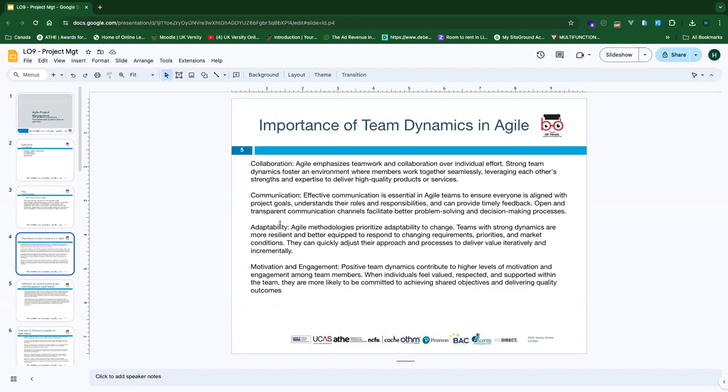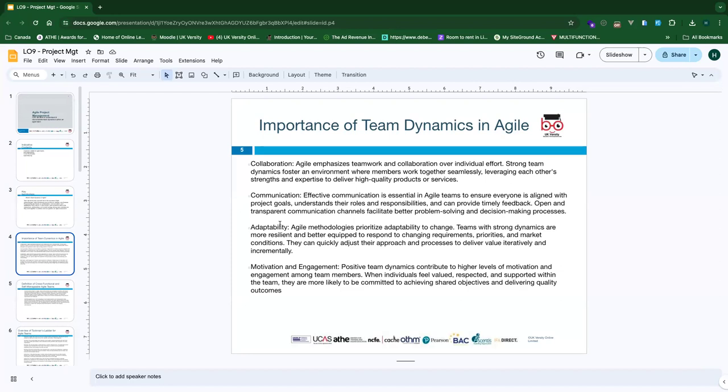The first one is collaboration. This involves collaborating with each team member over individual efforts. Strong team dynamics foster an environment where members work together seamlessly, leveraging each other's strengths and expertise to deliver high quality products or services. So working together to achieve a good goal makes work seamless.